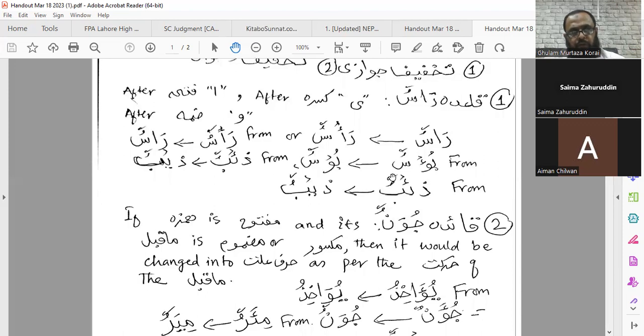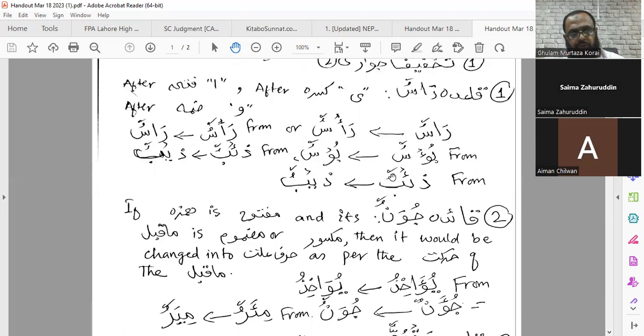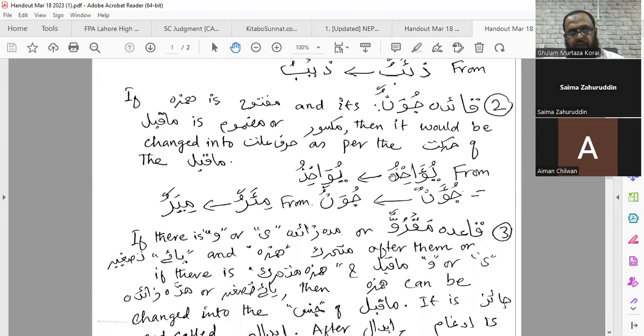If the ma qabal is maksur, it will be changed into ya. If the ma qabal is mazmum, it would be changed into waw. Like from ra'sun, it is rasun. From bu'sun, it is busun. From dhi'bun, it is dhibun. Then second qaida, it is juwanun.